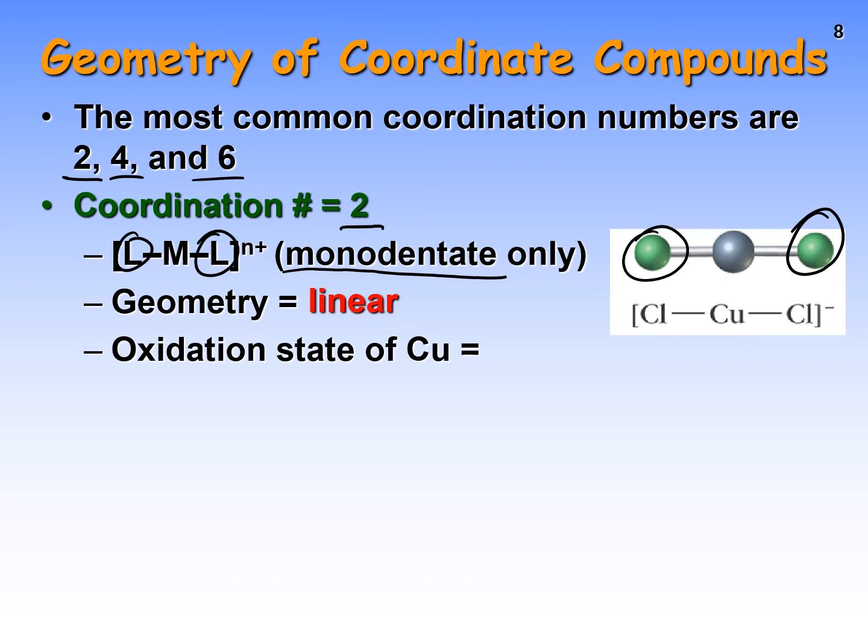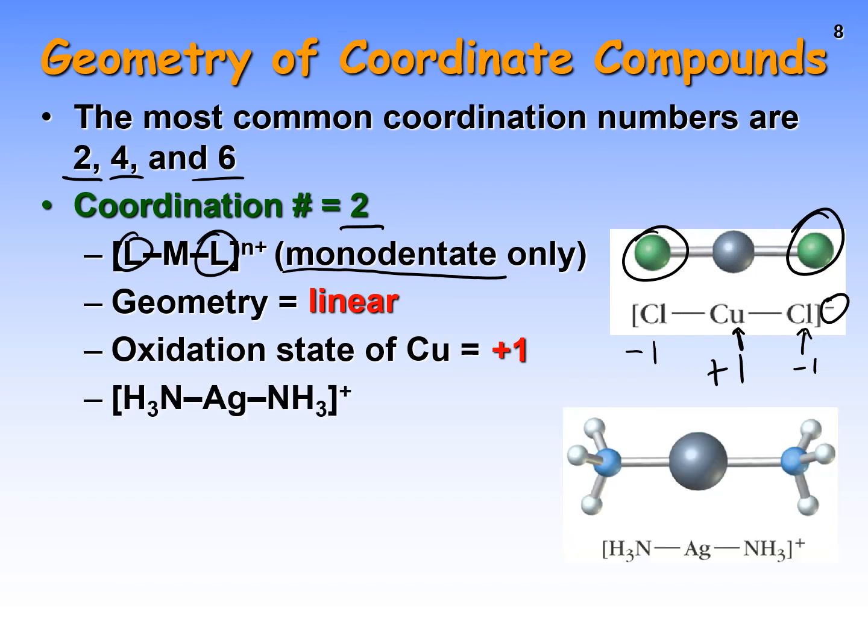You should just be able to do this. This isn't really related to structure, but we know this guy adds up to a -1 charge with 2 -1s here. So this had to be a +1 charge in this case. Not something to memorize, just something to be able to calculate.